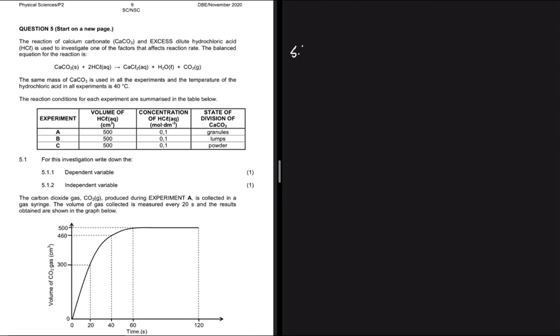5.1.1 says, for this investigation, write down the dependent variable. So if you read the question again, you will realize that it says used to investigate one of the factors that affect reaction rate. So the dependent variable here is the reaction rate, because it's what we are investigating, the factors that affect the reaction rate.